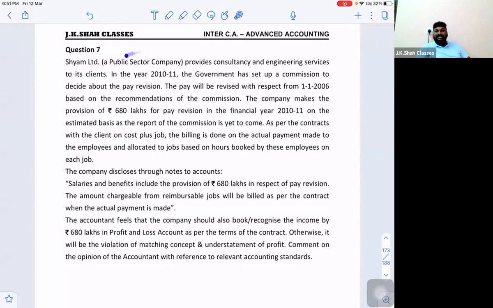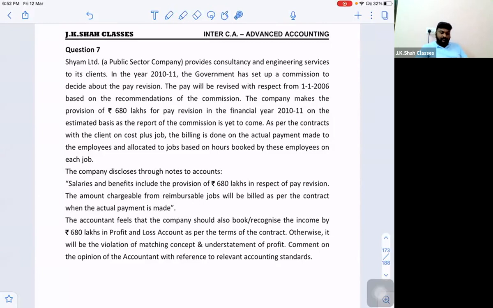Now, Sham Limited is a public sector company. Technically, it's a government company. It provides consultancy and engineering services to its clients. In the year 2010-11, the government has set up a commission to decide about the pay scale revisions. The pay will be revised with effect from 1st January 2006 based on the recommendations of the commission. So technically, they are going to retrospectively increase the salary of the employees. Currently we are in 10-11, and they are going to increase from 1st January 2006, so almost 4.5 years retrospectively.